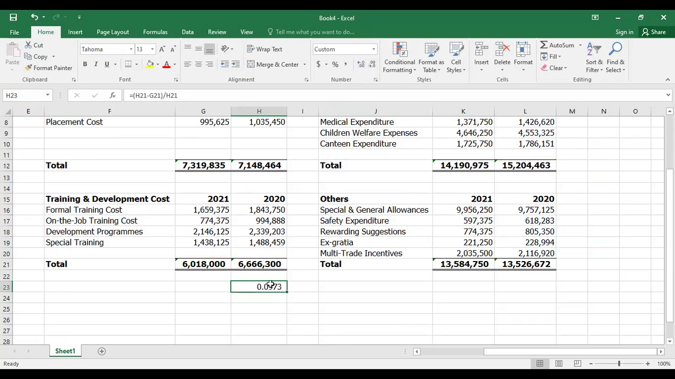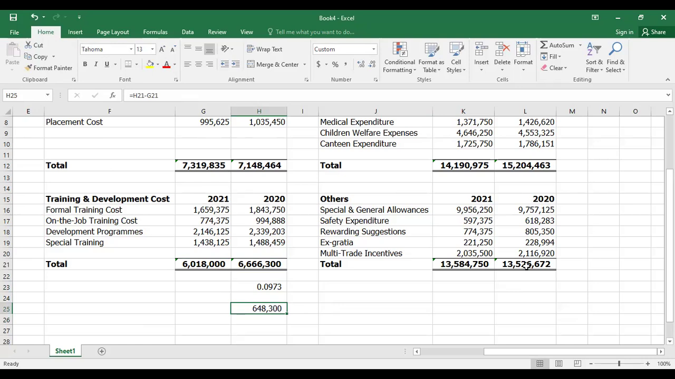Yes, it fell by about 10%. That 10% amounts to almost 600,000 naira. Yes, 648,300. So I don't know what is going on in the minds of the HR department of this organization, or even the head of HR, such that the amount spent on training and development fell from year 2020 to 2021. This is not really good enough.